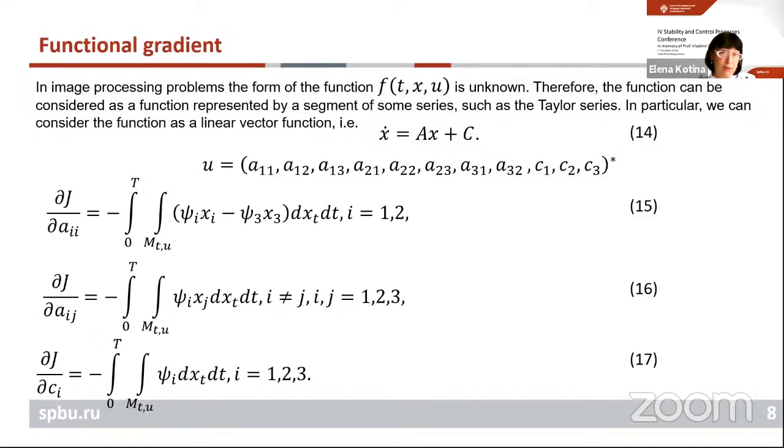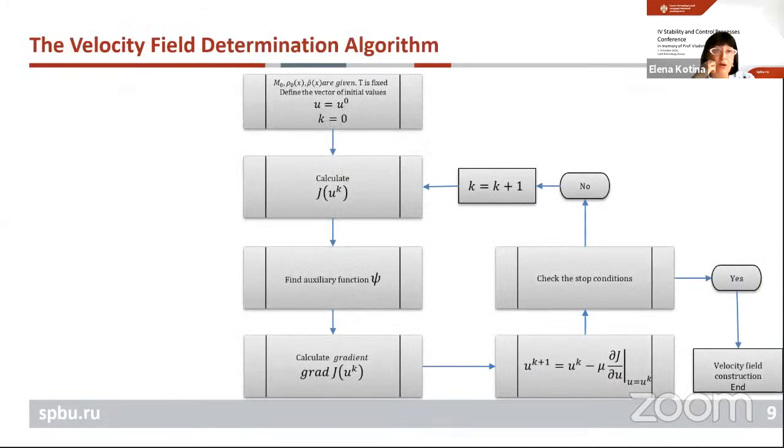Usually in image processing problems, the form of the function f is unknown, of course. And we consider here the linear case, and vector u has the following form, and we can write down the gradient of the functional for this case. On this slide, we can see the velocity field determination algorithms based on the results presented above.